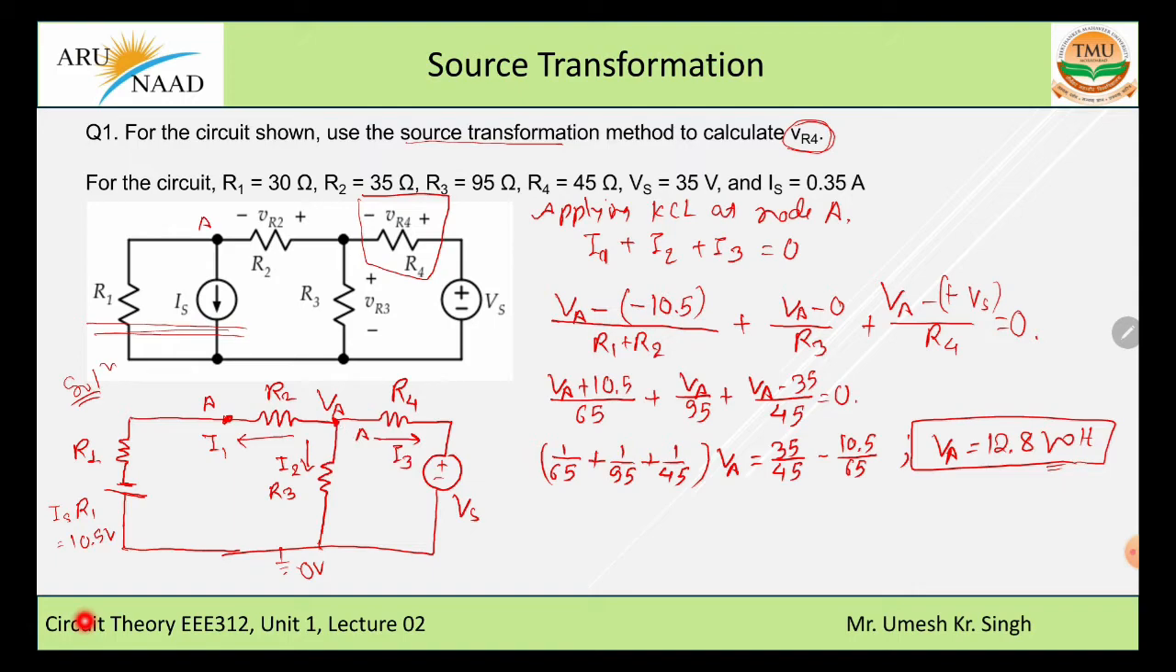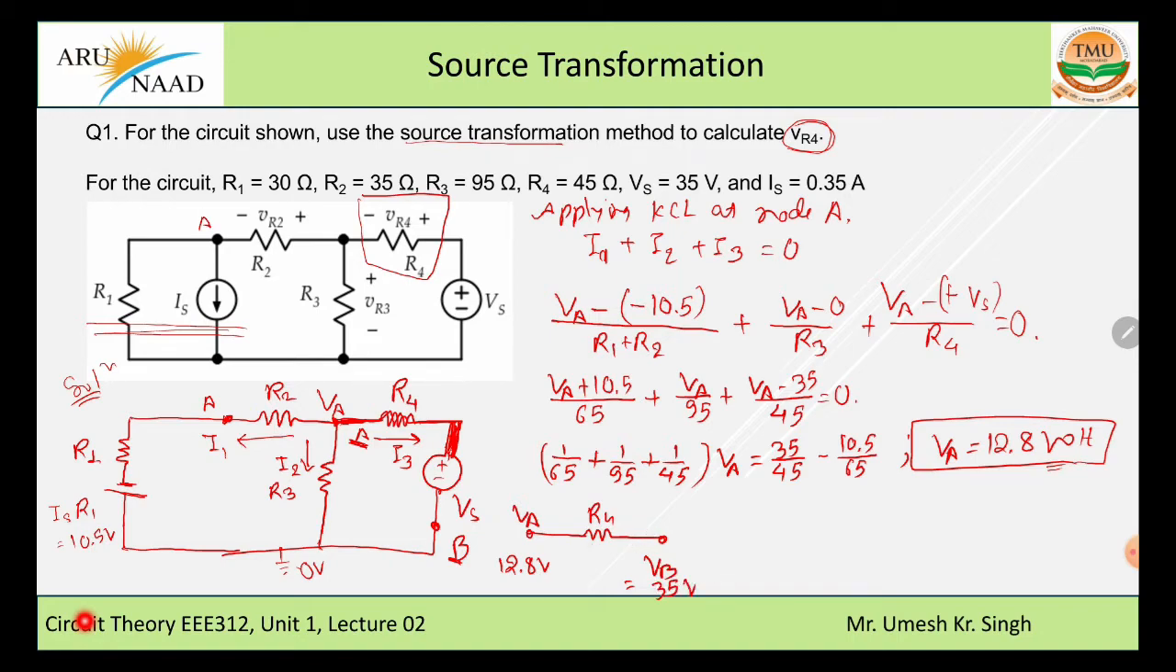Now look at this branch which I am highlighting. This is an important concept. You don't need to use a lengthy calculation for finding this. Consider 2 points. If this is point A, I am considering this as point B. So we have 2 points, A and B, and potential at A, that is VA, you have already calculated 12.8, and some resistance R4, and you have VB, which is already given. Vs is 35 volt.